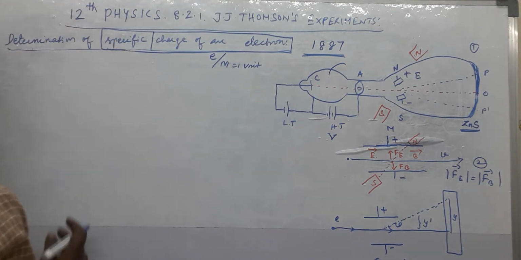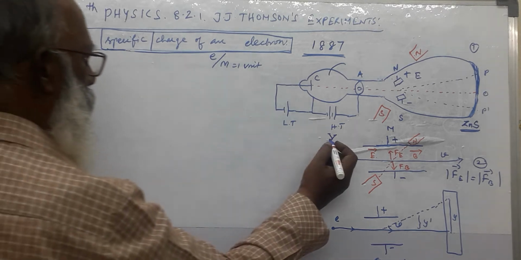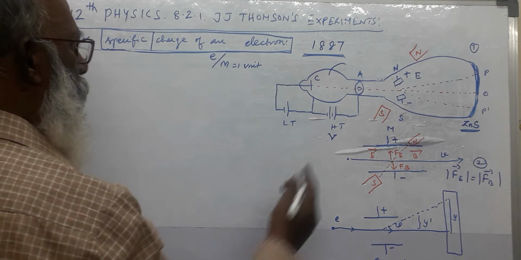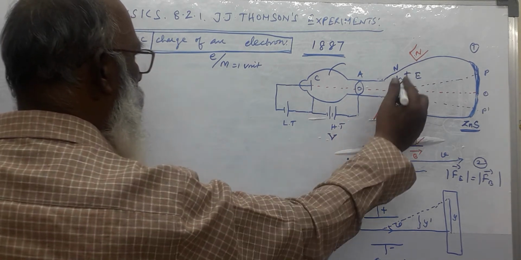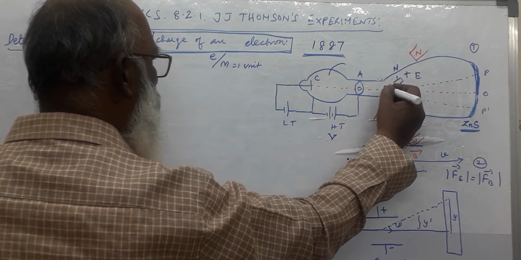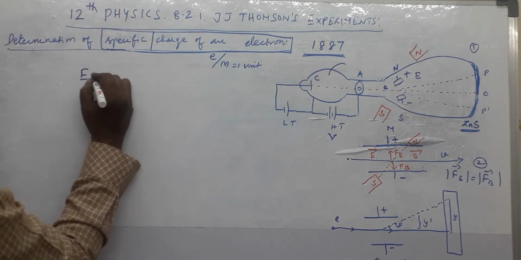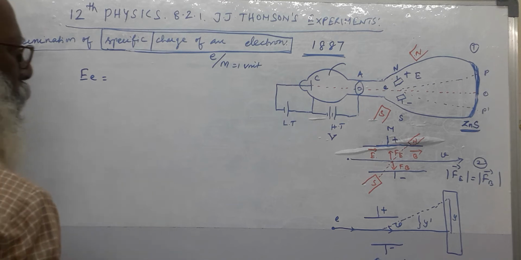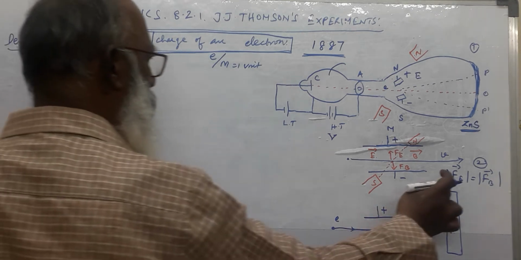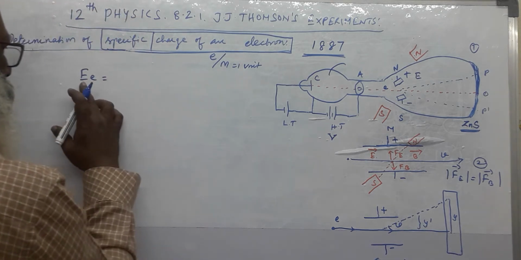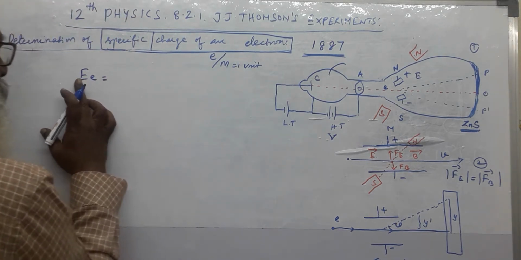As per the voltage, we apply V here. Now the applied electric field E acts on the charged electron e. Therefore eE, that's equal, here I already told you, the electric force equals the magnetic force. So what is the electric field?